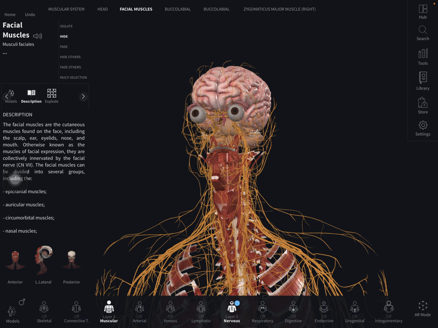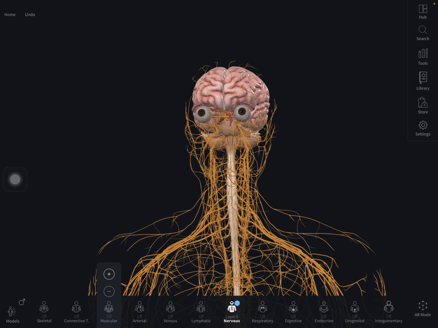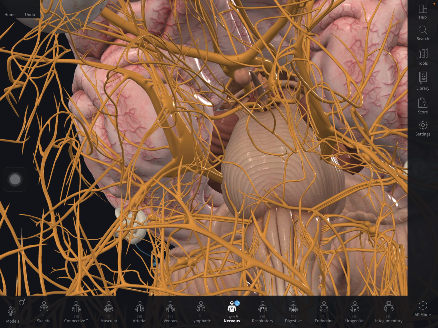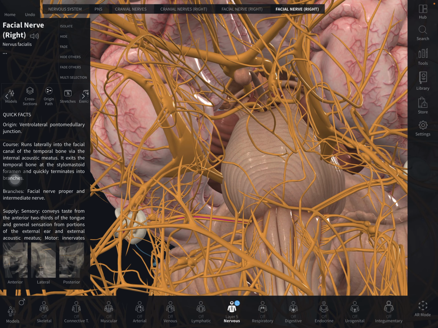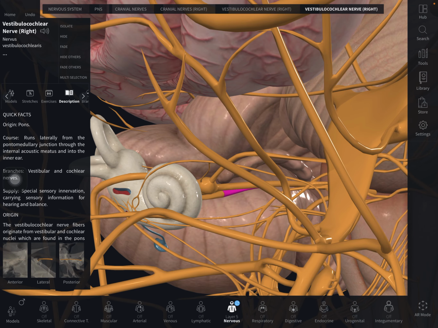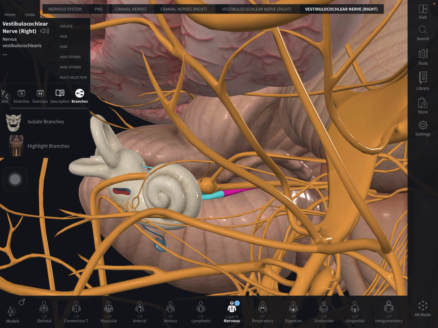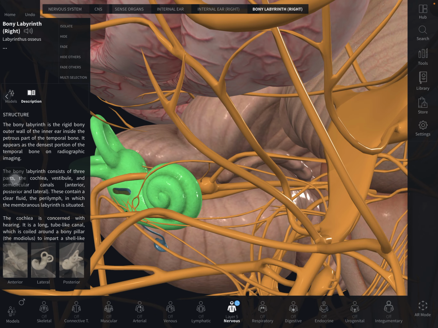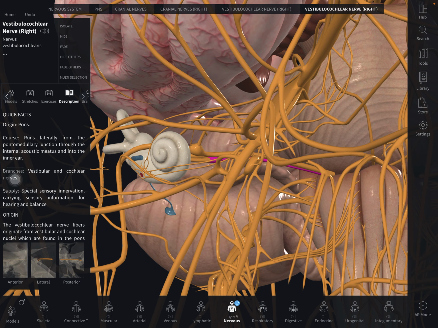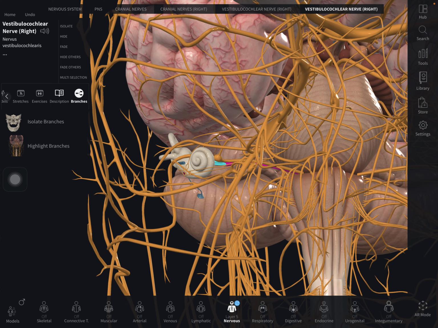Then the next nerve is the vestibulocochlear nerve. This vestibulocochlear nerve comes out along with the facial nerve, and it innervates the vestibulocochlear apparatus. This is the vestibulocochlear apparatus. It is present inside the temporal bone, and it is the organ of hearing. It is a sensory nerve, so sensory hearing information goes through this vestibulocochlear nerve. This is the 8th cranial nerve.